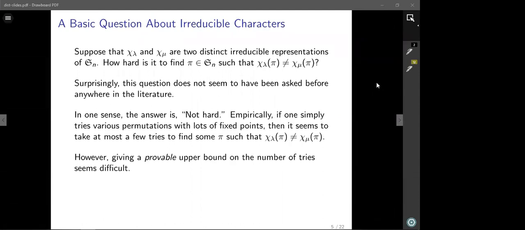And one thing, if you talk about experimental mathematics and you just try and play around with computations and see how hard it is, there's some sense in which it seems that it's easy, because in fact, not only does there usually exist one, in fact there are lots of them, and maybe even for most pi, these things are going to be different.